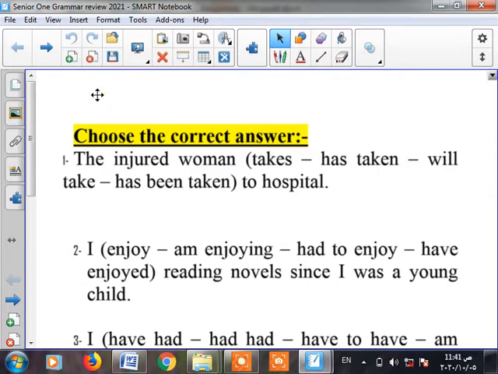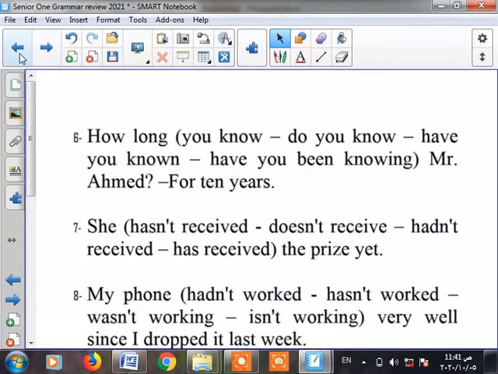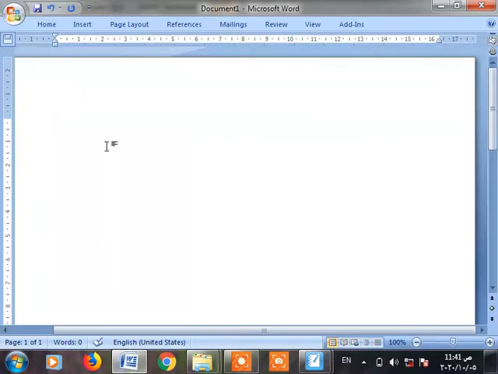Okay, first of all, we're gonna make a quick revision on this tense. If I said, for example, what is the form of the present perfect? The form of it is have or has plus PP, the past participle of the verb.